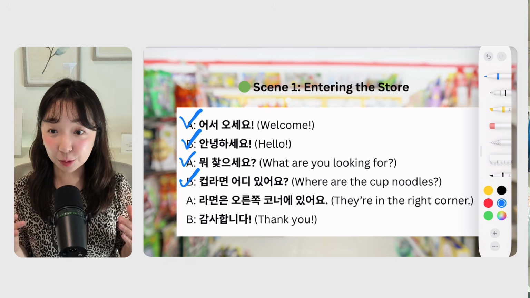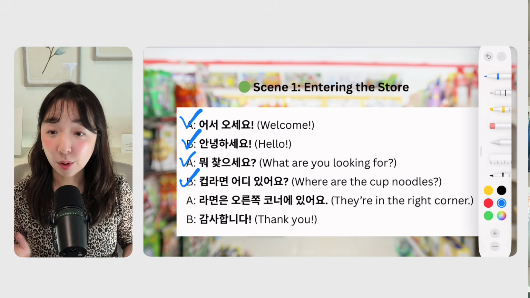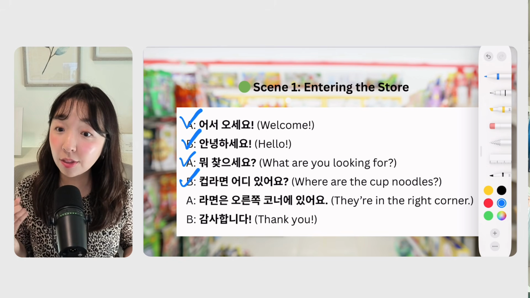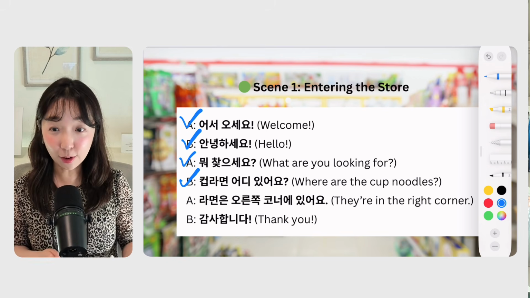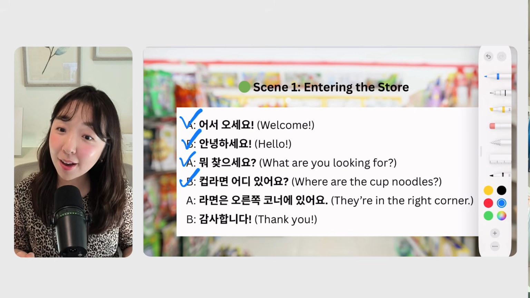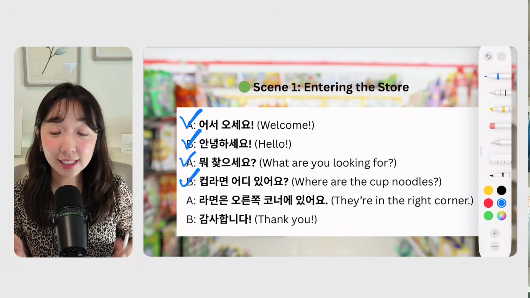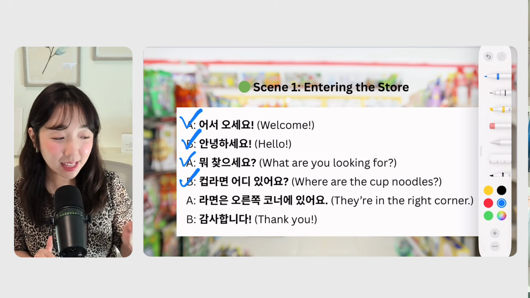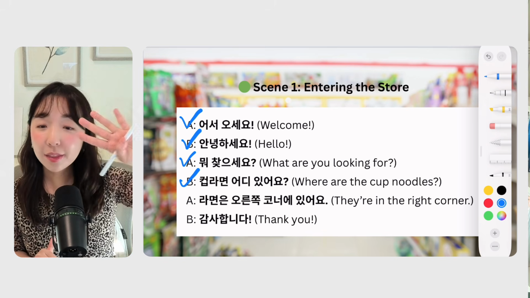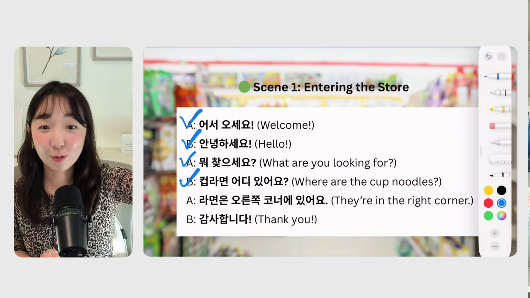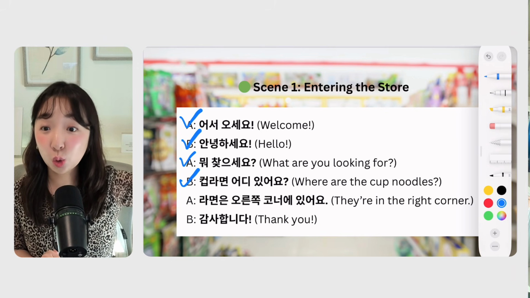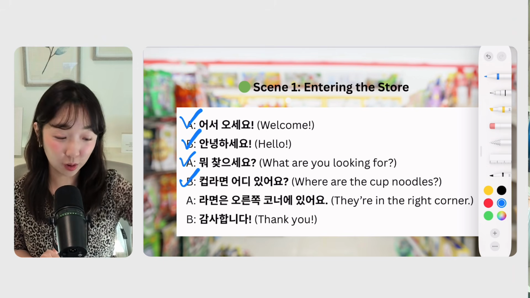컵라면. That's cup noodles. 컵라면 어디 있어요? Where is 컵라면? And then they're going to answer you. They're in the right corner. Right is 오른쪽. So here we go.